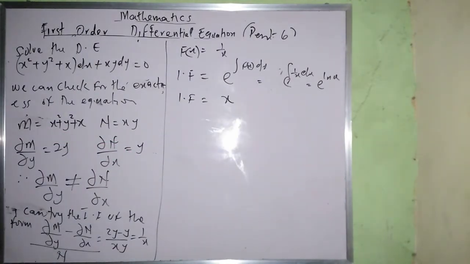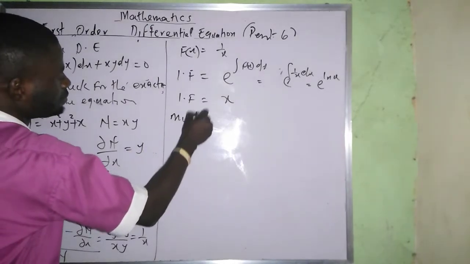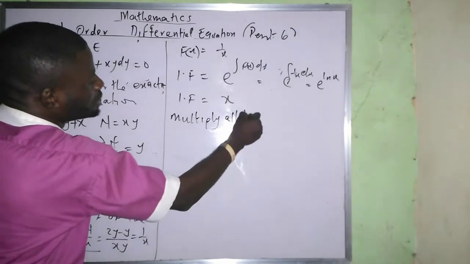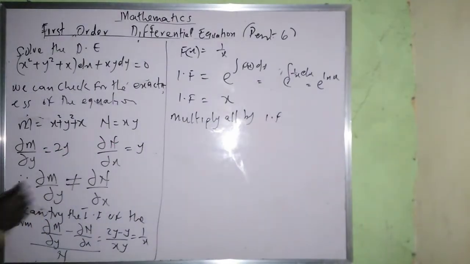Now, the next thing I will do is multiply all by the integrating factor. Just multiply all by the integrating factor. I'm referring to the original equation. What is the equation?